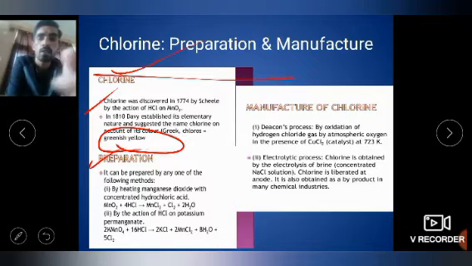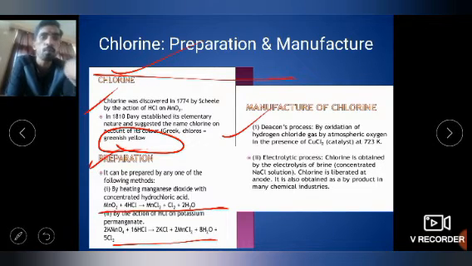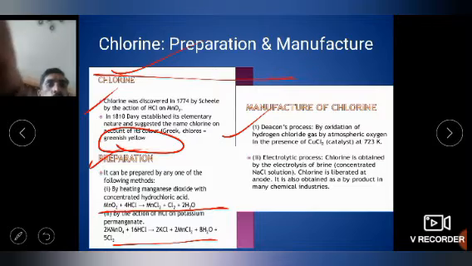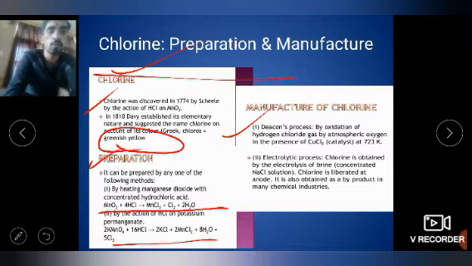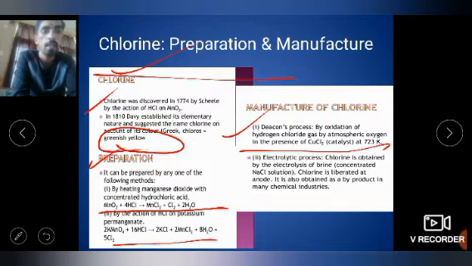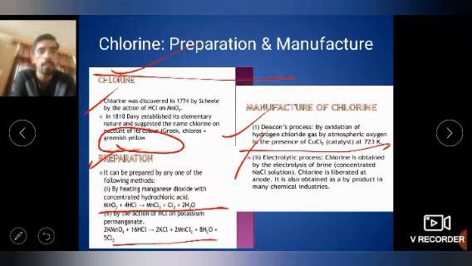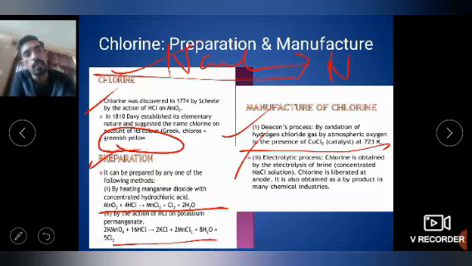Preparation: it can be prepared, as already told, by heating manganese dioxide with concentrated HCl. We get chlorine. This reaction you also need to write. Manufacturing of chlorine is by Deacon's process, by oxidation of hydrogen chloride gas by atmospheric oxygen in the presence of copper chloride at 723 Kelvin. The electrolytic process is the second process to obtain chlorine, by the electrolysis of brine, NaCl. When NaCl breaks down into Na plus and Cl minus, in this way also we can get chlorine gas.